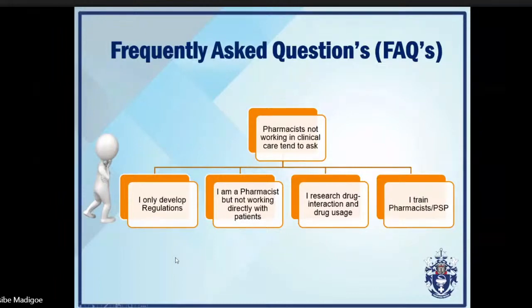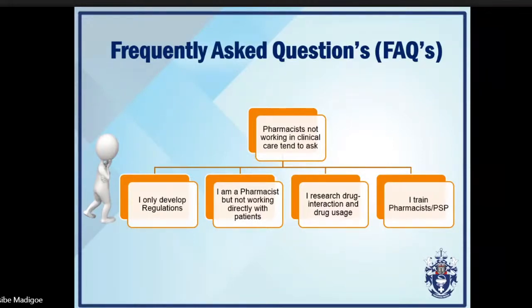Frequently asked questions. Under this, we have just chosen a few questions that we get asked on different occasions by pharmacists who say: I am working. When I submitted my CV, they did say that they are looking for a pharmacist, but I feel that I should not be obliged to comply with the CPD requirements because I'm actually not working with patients. I'm not involved in clinical care of patients.